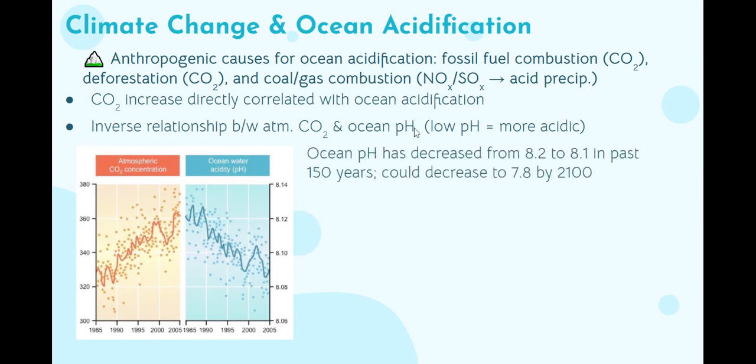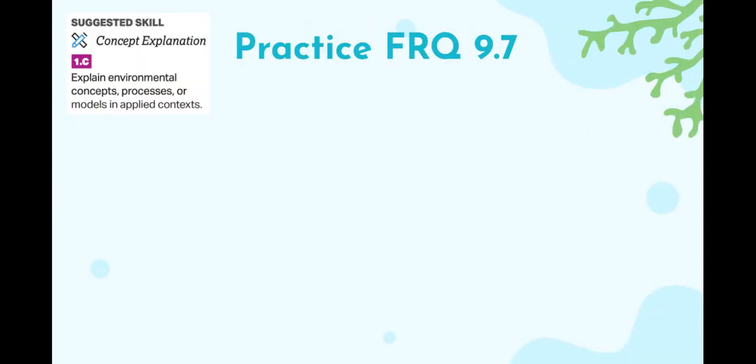Ocean pH has decreased from 8.2 to 8.1 in the past 150 years. It's expected to decrease to 7.8 by 2100. Now, because the pH scale is logarithmic, 8.2 to 8.1 is a 30% change in acidity.